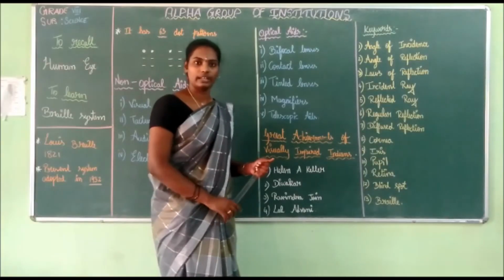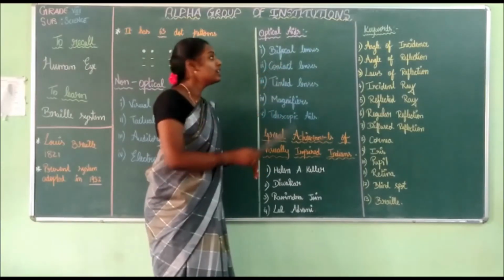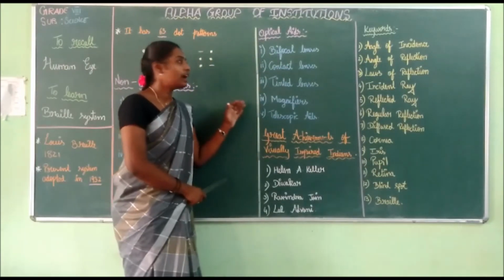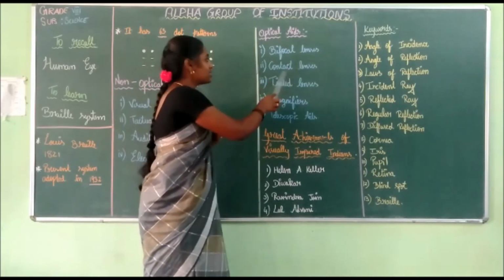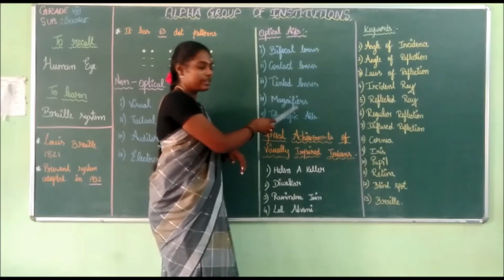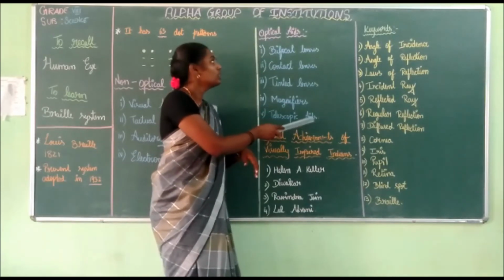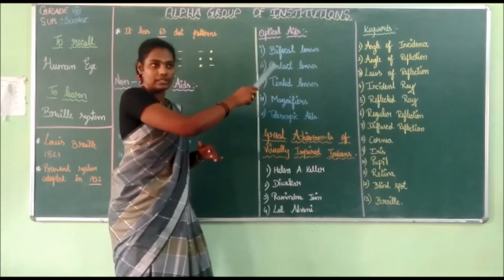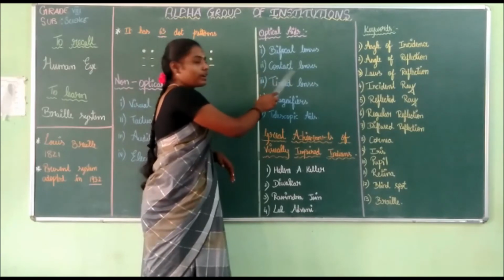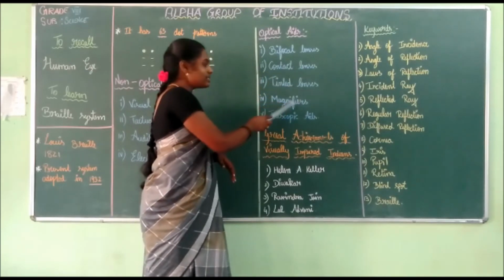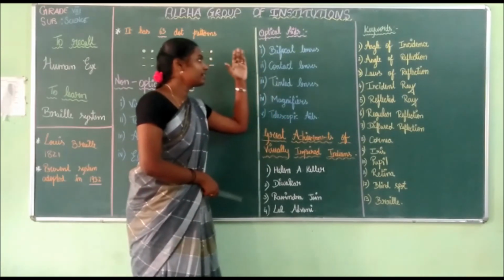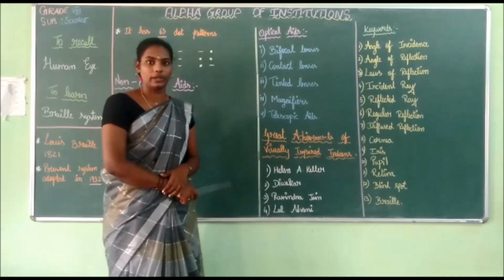Next is optical aids. These optical aids are further classified into 5 types, and they are bifocal lenses, contact lenses, tinted lenses, magnifiers and telescopic aids. Let us discuss the optical aids one by one.